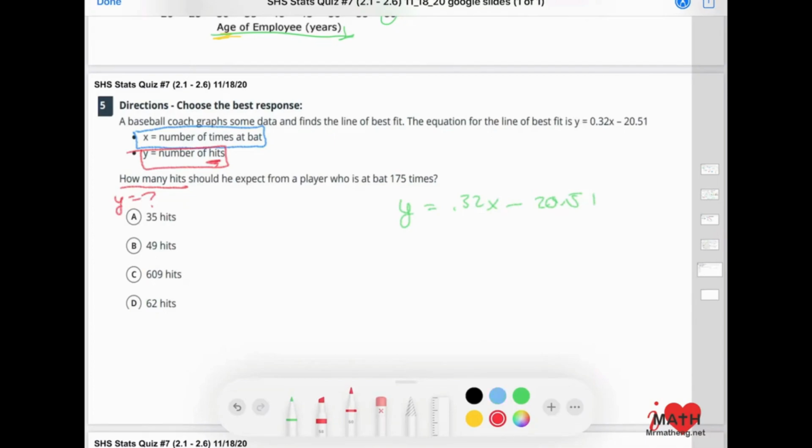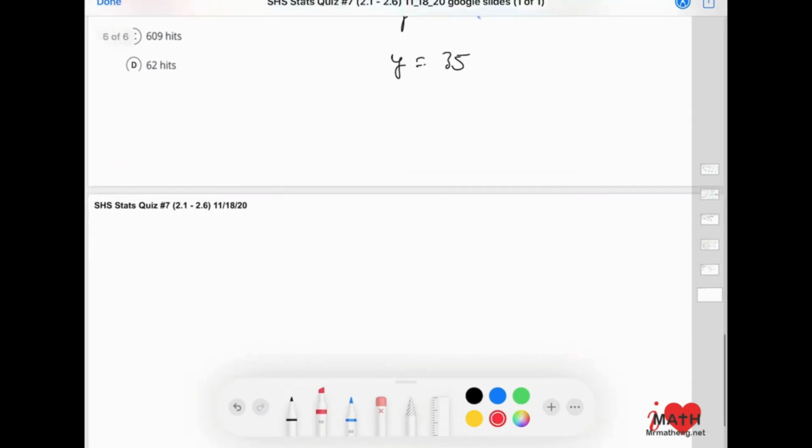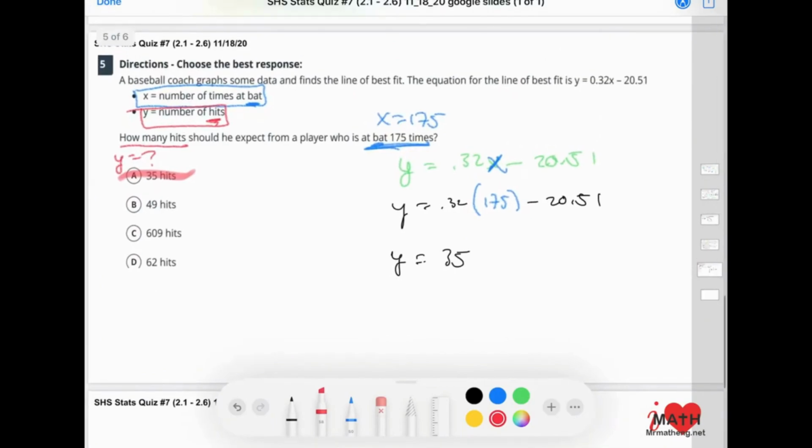If we expect from a player who is at bat 175 times. So bats, or goes up to hit the ball, is X. So X equals 175. So here I'm putting here 175. And I get Y equals 0.32 times 175 minus 20.51. And if you put that in your calculator, you'll get close to something like 35 hits. So A is my correct answer. Oh no. Let's go find number 6.